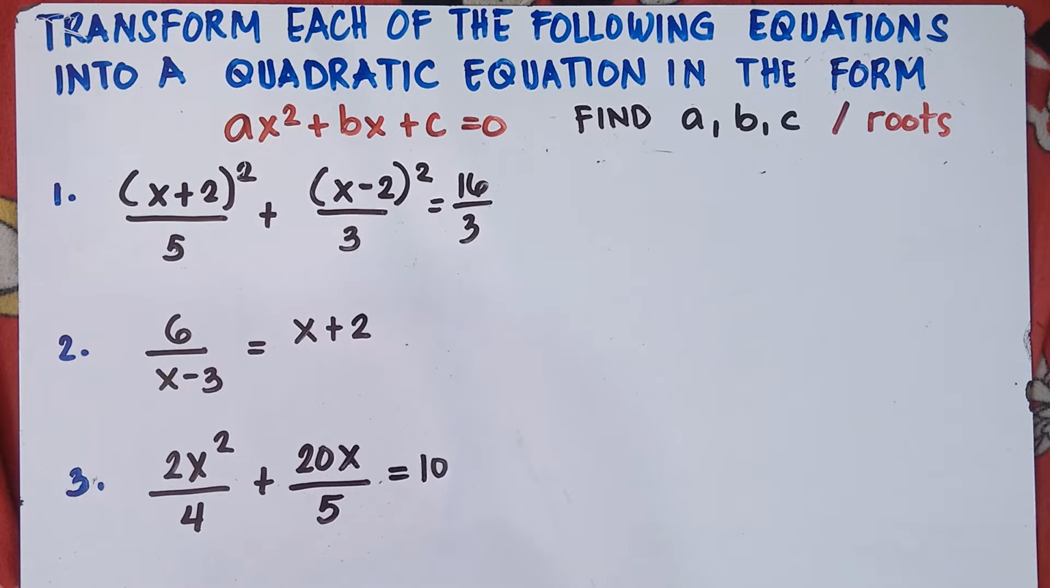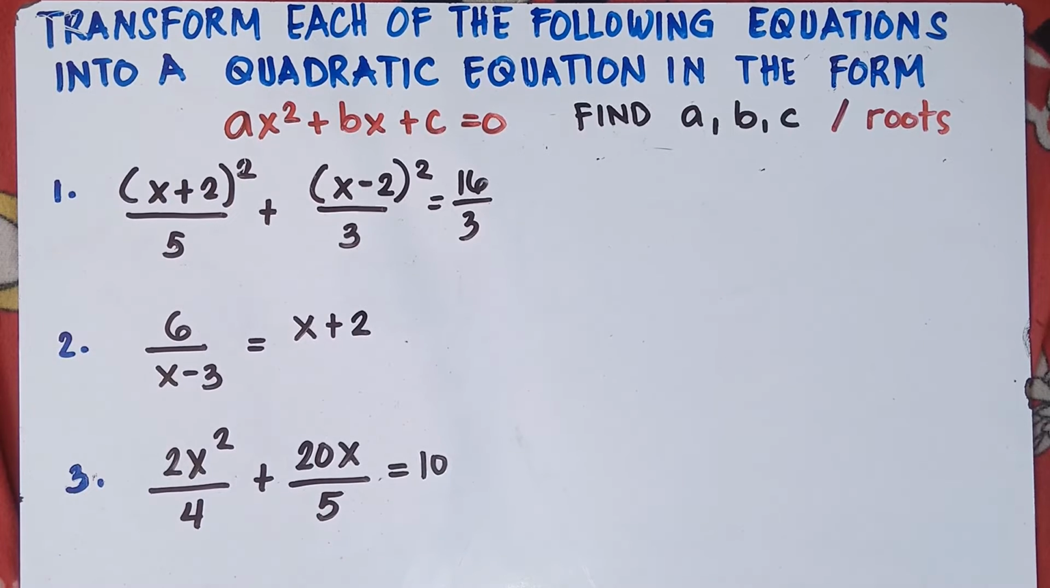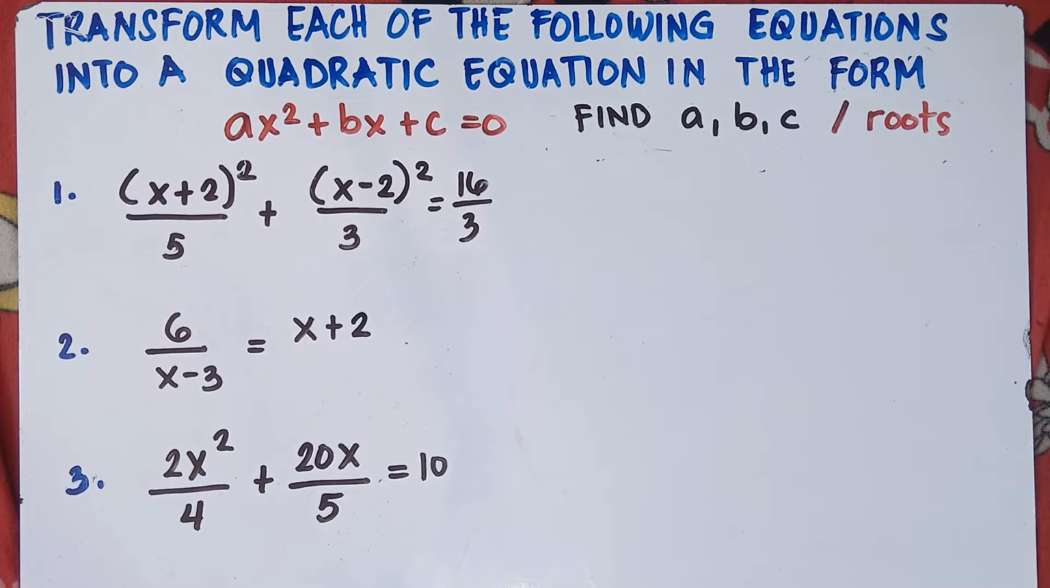Our topic for today's class is all about transforming each of the following equations into a quadratic equation in the form ax² + bx + c = 0. And then later on, we will find the values of a, b, and c as well as the roots. So without further ado, let's do this topic.